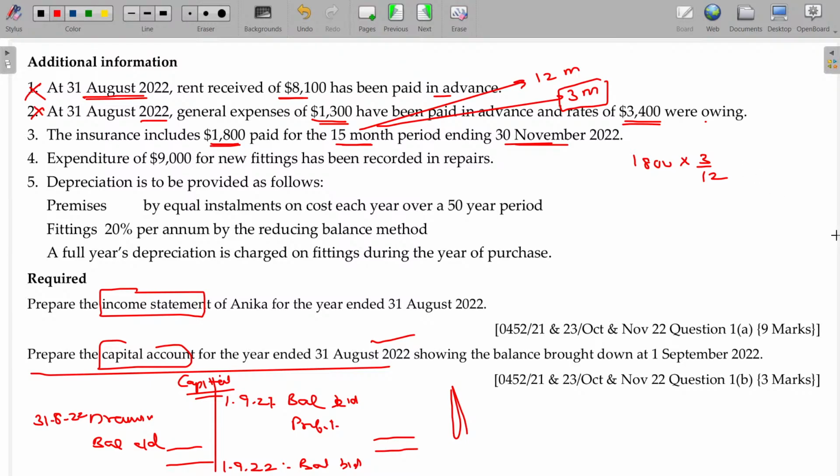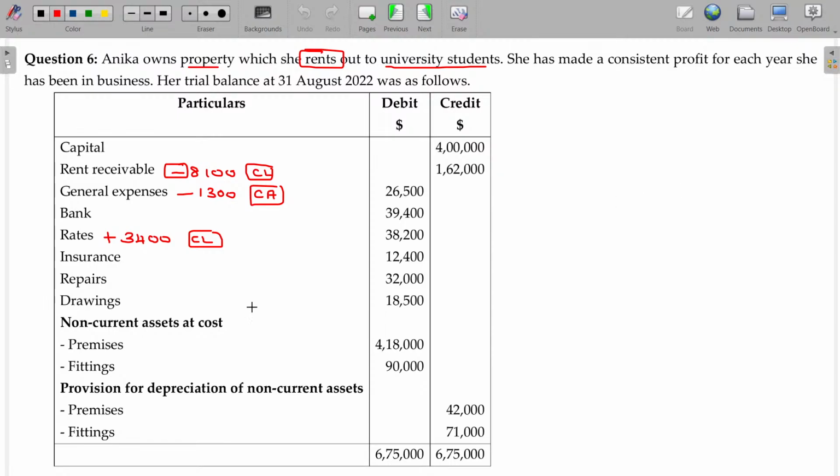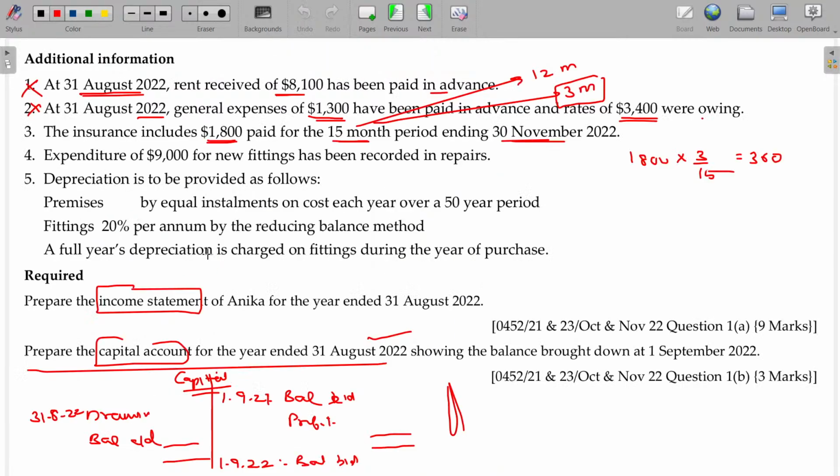450 and 30th November, right? 3 by 15. This is for 15 months. 3 by 15. Okay. So 1,800 into 3 by 15, this value being 360. This is nothing but payment in advance. So payment in advance should be subtracted, and this will be a current asset. Also over.